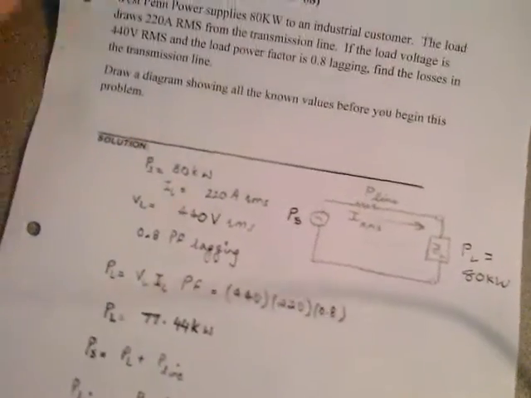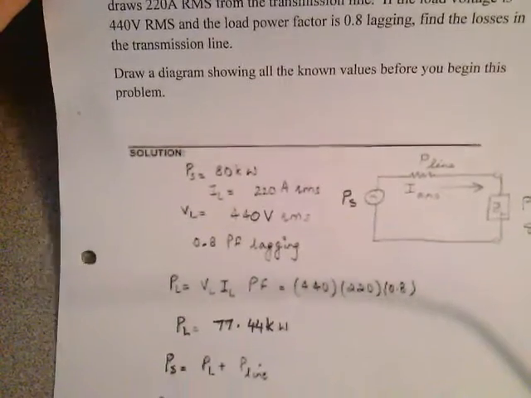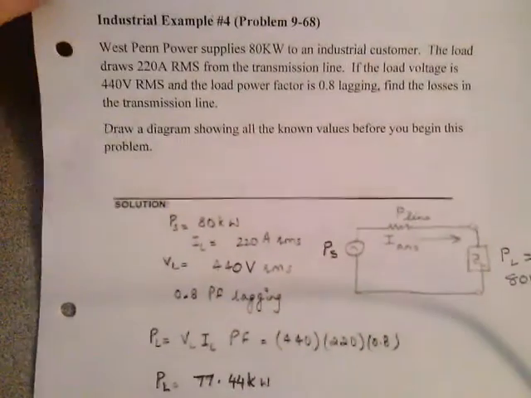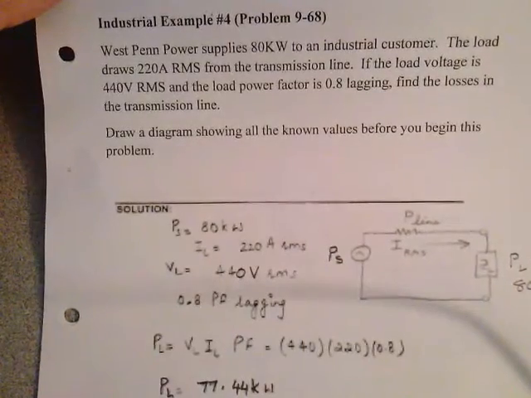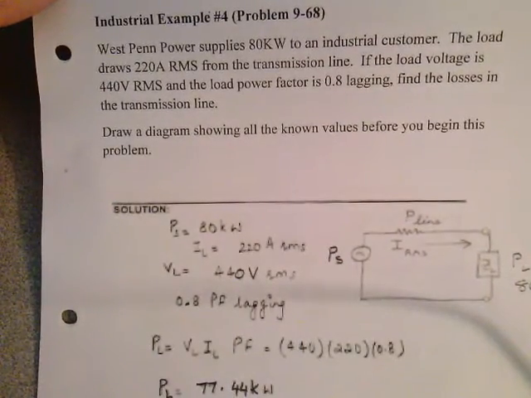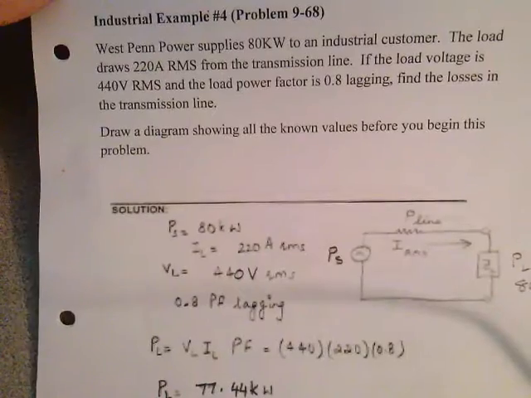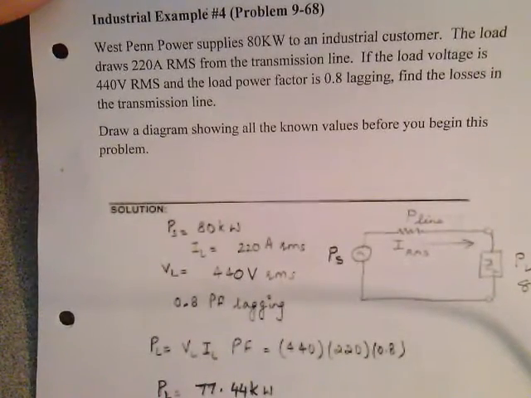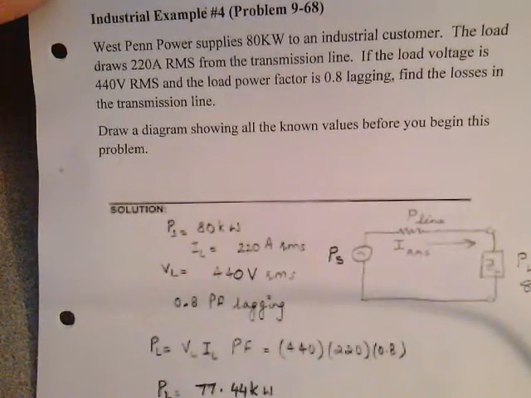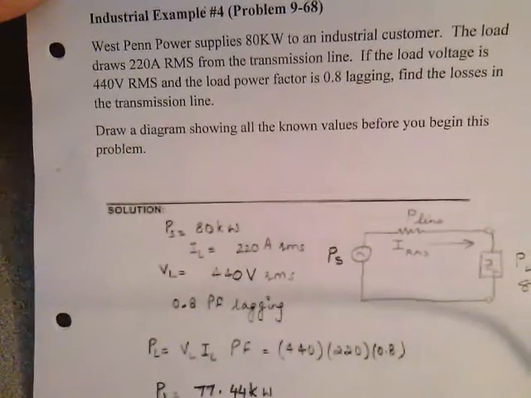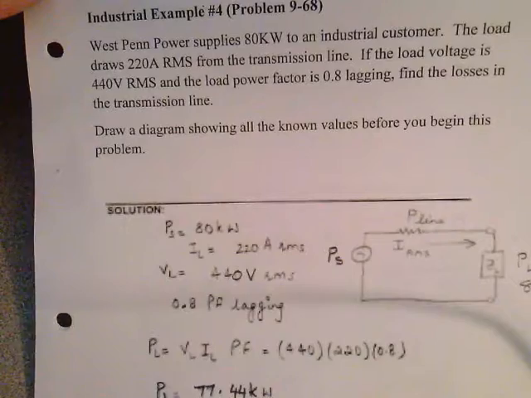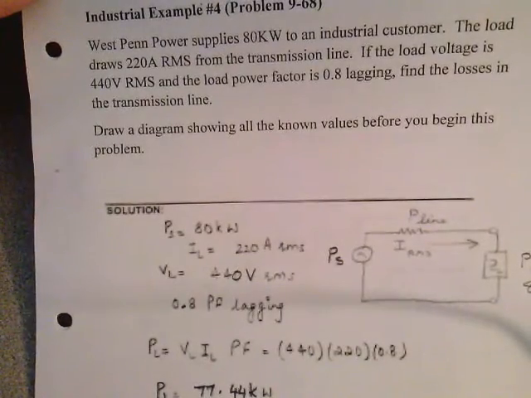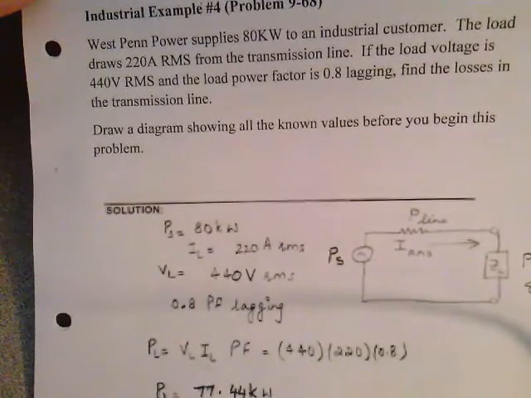And then finally, industrial problem number 4. West Penn Power supplies 80 kilowatts to an industrial customer. The load draws 220 amps RMS from a line, from the transmission line. If the load voltage is 440 volts RMS and the load power factor is 0.8 lagging, find the losses in the transmission line. Draw a diagram showing all the values before you begin the problem.